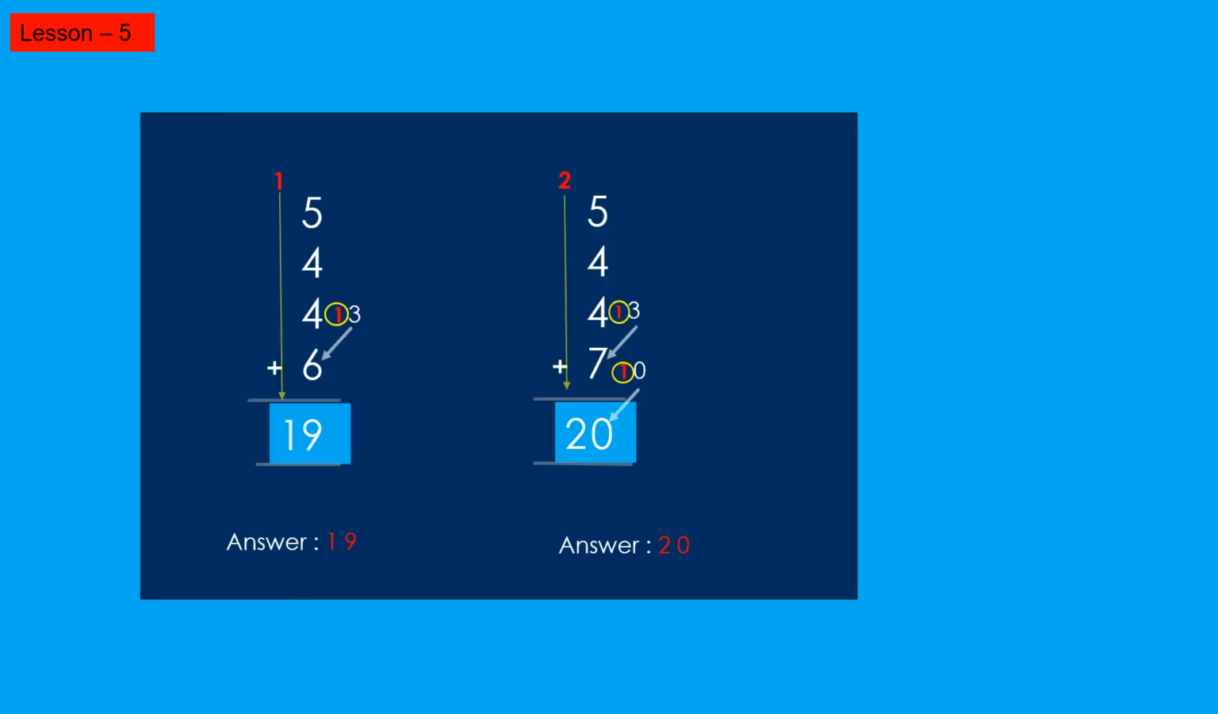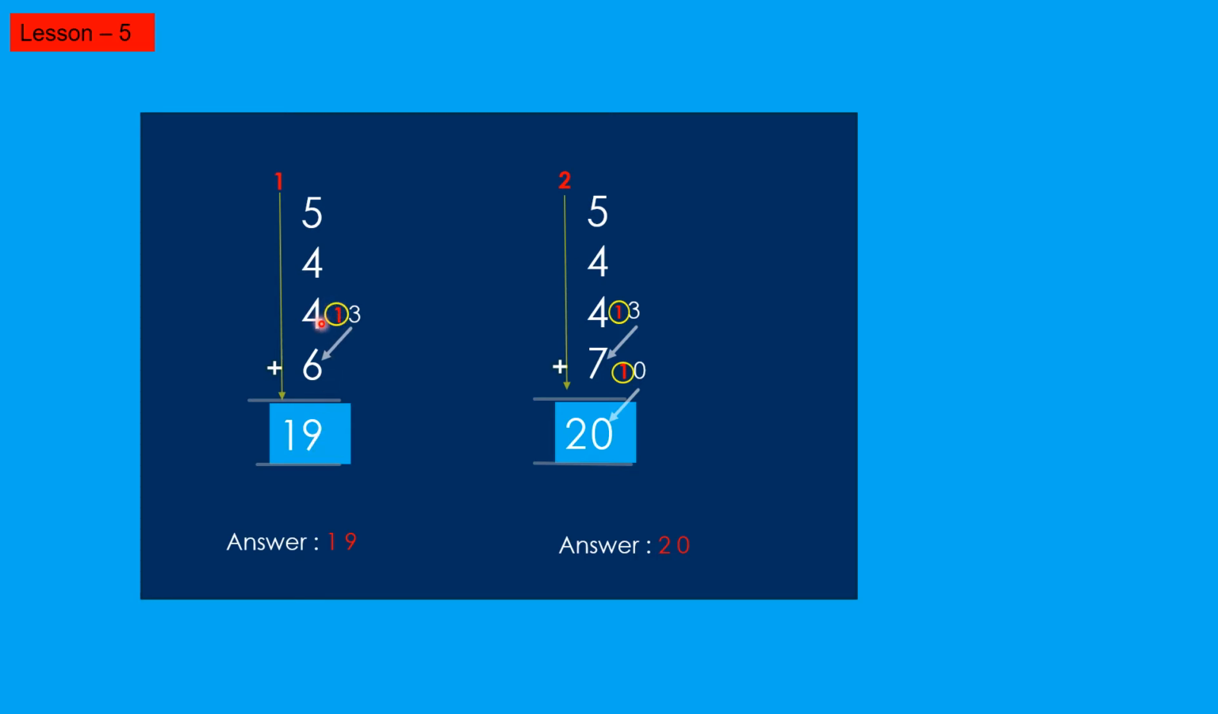Another example of adding one digit numbers. Here you have to add 5, 4, 4, 6. 5 plus 4 plus 4 plus 6. So write the numbers in a vertical manner from top to bottom. And then you start from the topmost number. So add 5 plus 4 is 9. And to 9 you again add the next number, that is 4. 9 plus 4 is 13. And in 13 you circle the 1 and you remember the number 3. 3 is added to the next number 6. 3 plus 6 is 9.